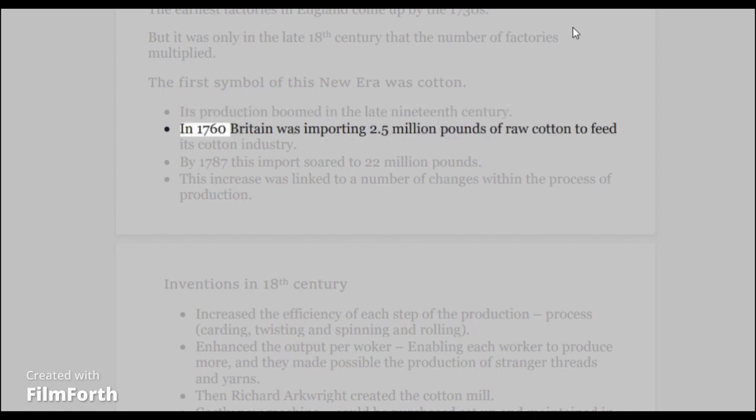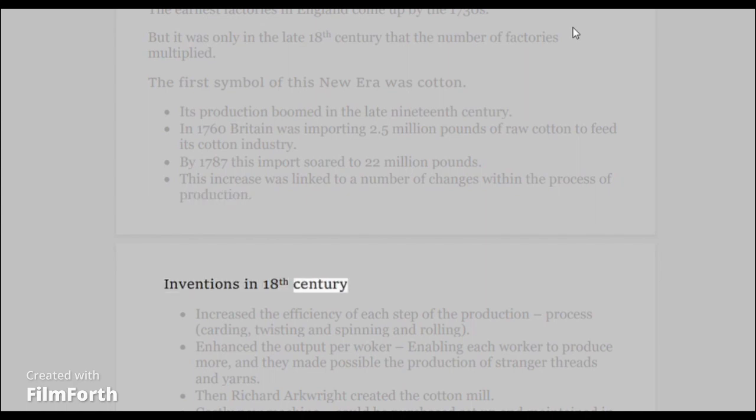In 1760, Britain was importing 2.5 million pounds of raw cotton to feed its cotton industry. By 1787, this import soared to 22 million pounds. This increase was linked to a number of changes within the process of production.